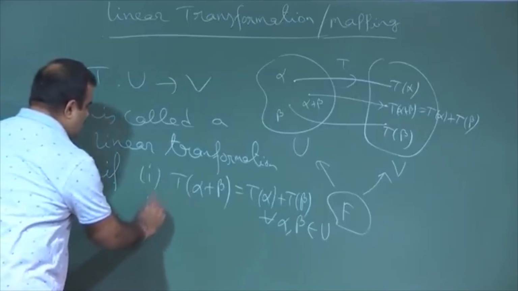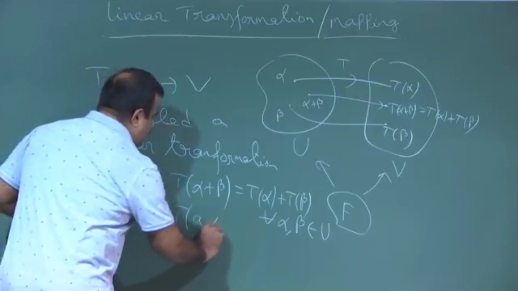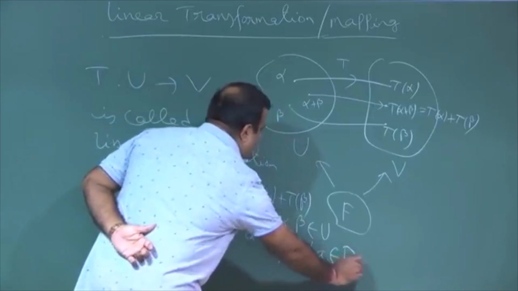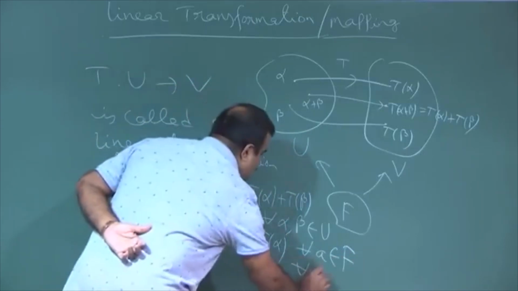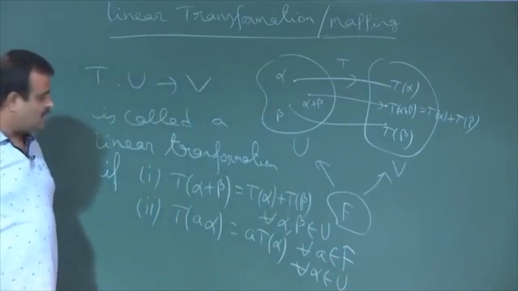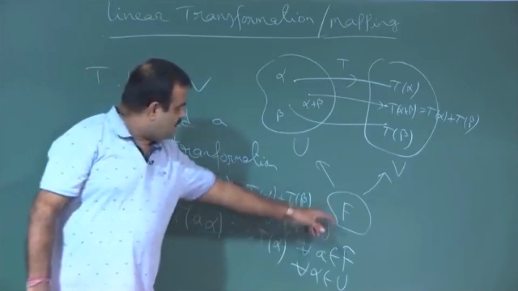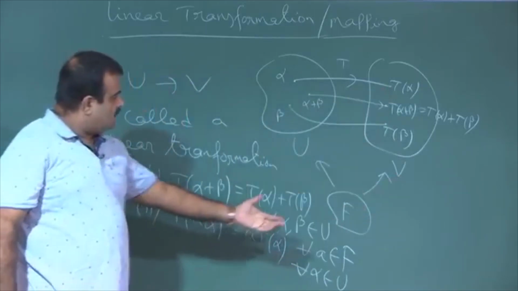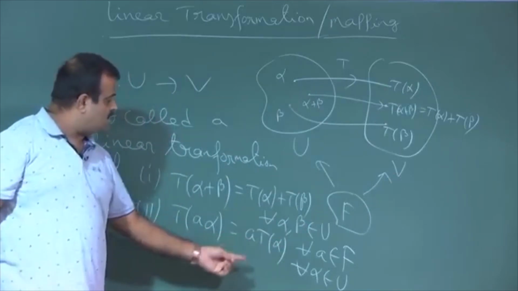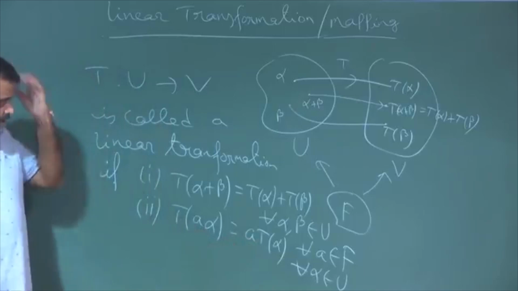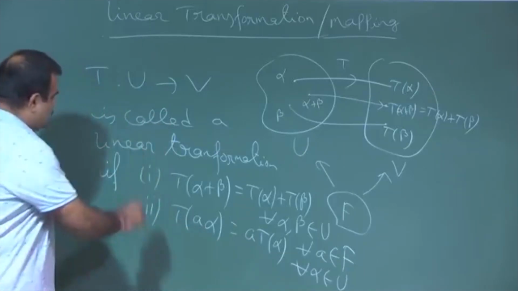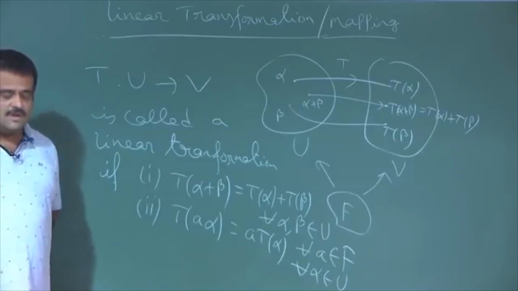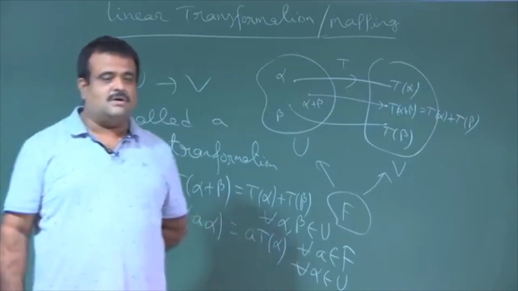Now, we have the condition with scalars: T of A alpha is equal to A T alpha, and this must be true for all scalars A and for all vectors from U. That is the reason we should have the same field, because T of alpha is an element in V, and if we do not have the same field, then we cannot multiply by A, as this is a scalar multiplication in V. So if these two conditions are satisfied for a mapping from U to V, then the mapping is called a linear mapping or linear transformation. In short, it is called LT.